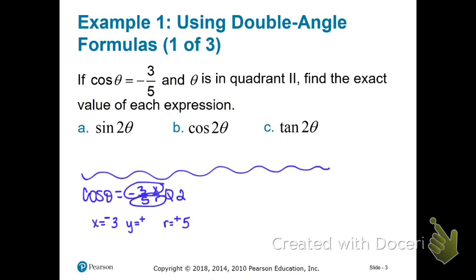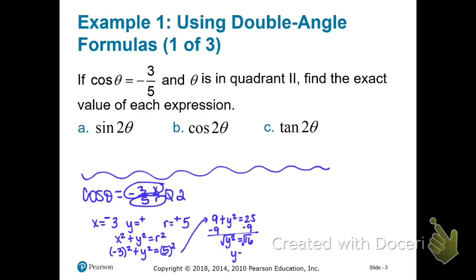Yeah, x squared plus y squared equals r squared, right? So we got negative 3 squared plus y squared equals 5 squared. So it tells me that 9 plus y squared equals 25. So y squared is 16. So we know y is plus or minus 4. And we said we're going to use the positive 4 because we're in quadrant 2.